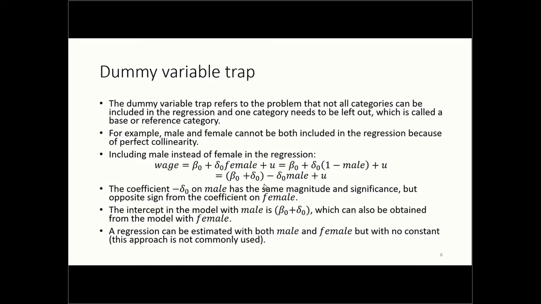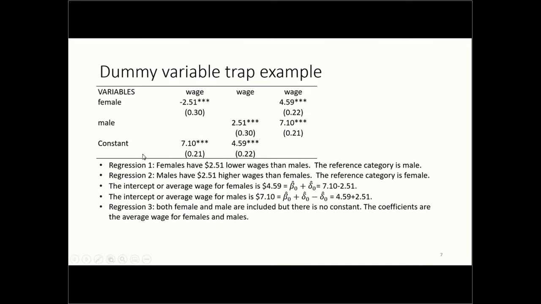So a regression can be estimated with both male and female, but only if no constant is included, and this approach is not commonly used. Here is the model where we have wage on female, and these are the coefficients. We would be saying that females have $2.51 lower wages than males. So the base category is the male, and that's why it's excluded from the model.